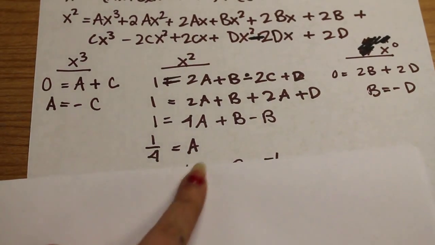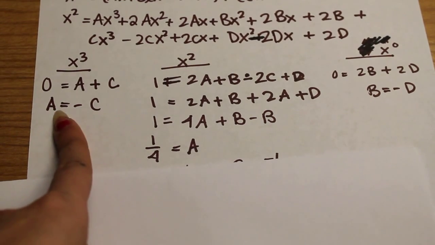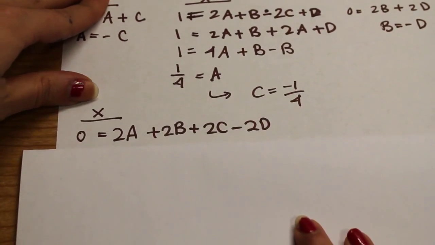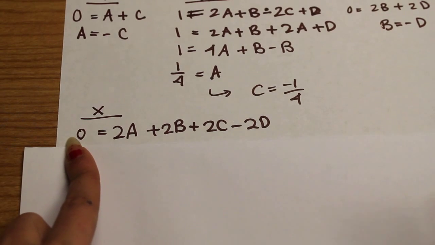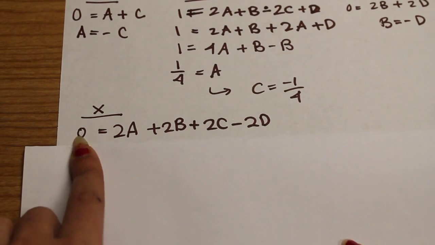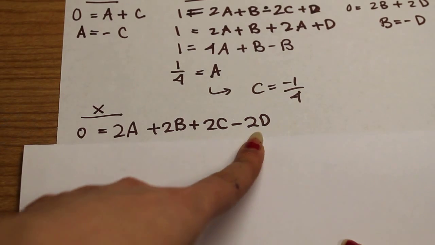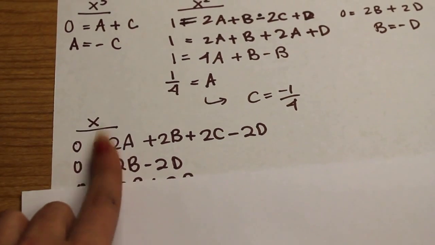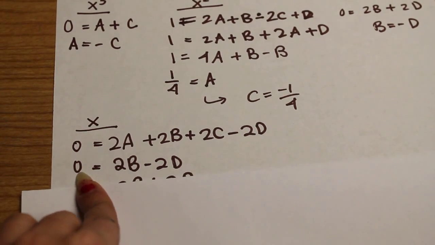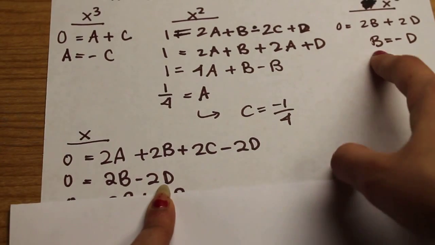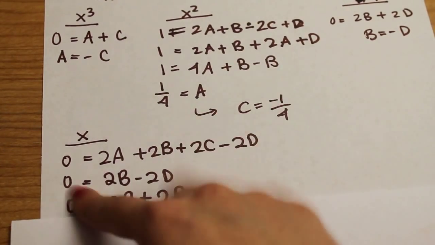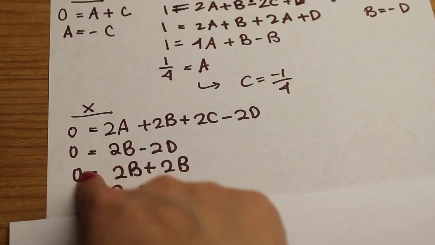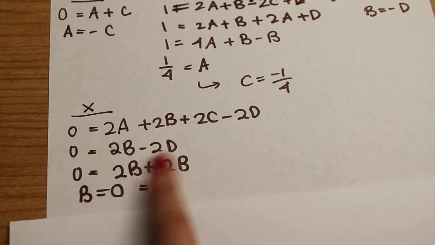And now because we know that a is equal to 1 over 4, and a is equal to negative c, therefore c must be negative 1 over 4. We also had another one that was x to the power of 1, and the coefficients are 0 is equal to 2a plus 2b plus 2c minus 2d. Now we know what a and c are, and in fact they cancel out. Then we have 0 is equal to 2b minus 2d, and by using b is equal to negative d, we get 0 is equal to 2b plus 2b, so therefore b is equal to 0, which is equal to d.